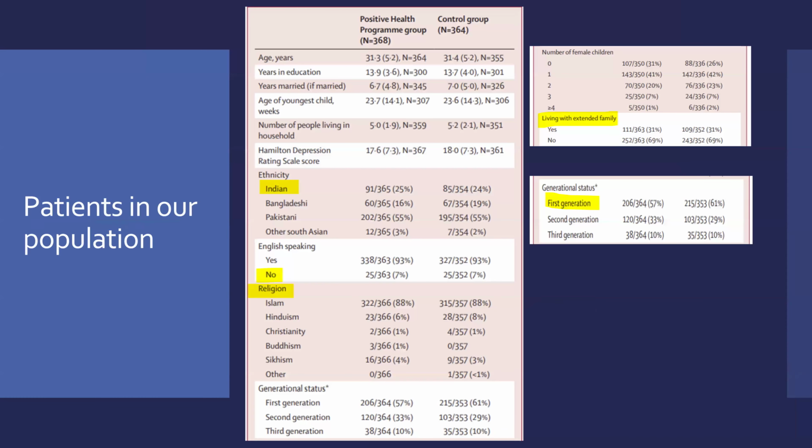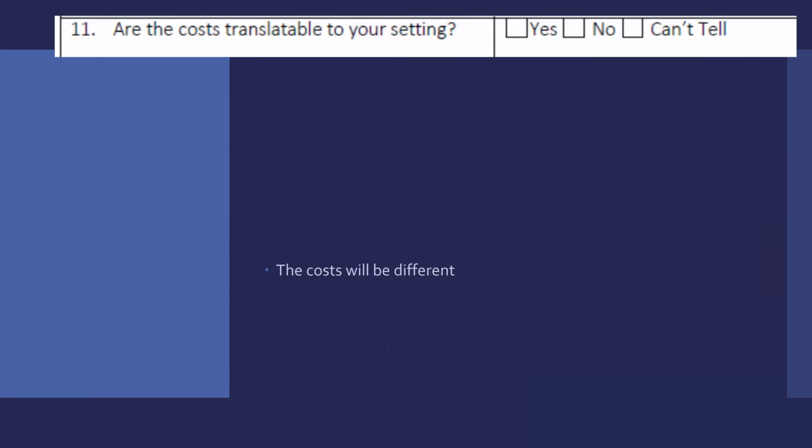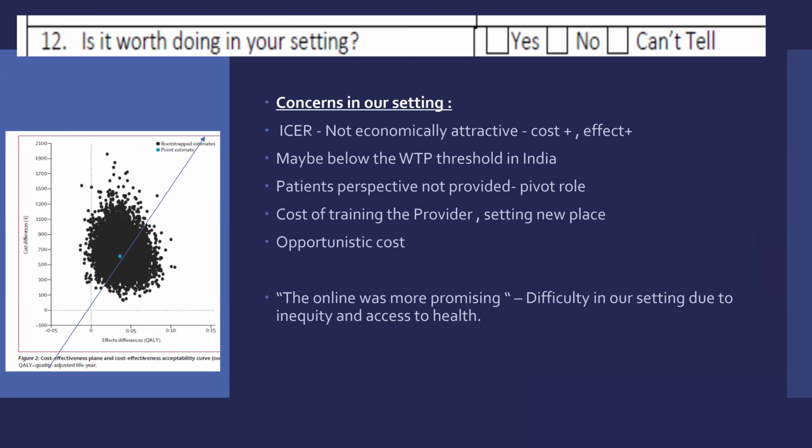So this was South Asian women in British postpartum. I mean, structure wise, they had Indians included who don't speak English. They had different religions. They had even first generation, second generation, and third generation, joint family and nuclear family. Probably the patient group might be more or less the same. Coming to, is it cost translatable to your setting? I think cost here will be quite different as compared to that. But is it worth doing in your setting?